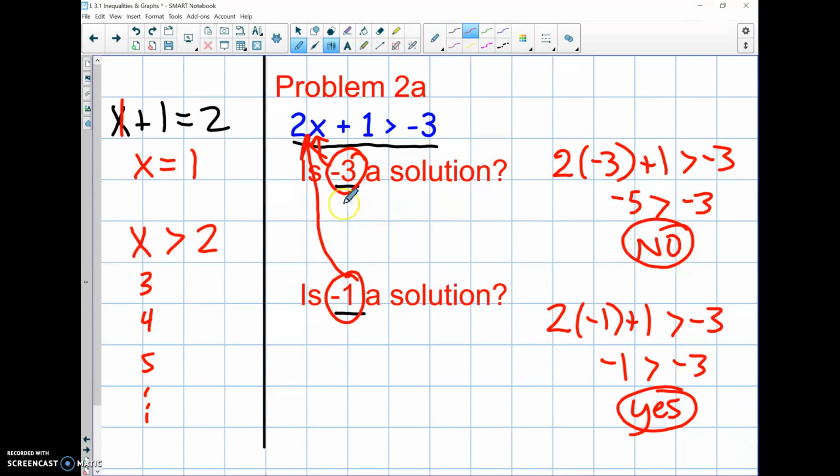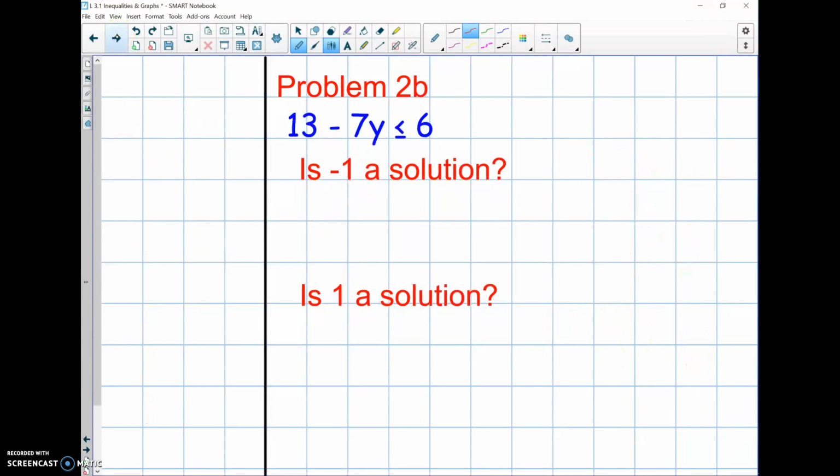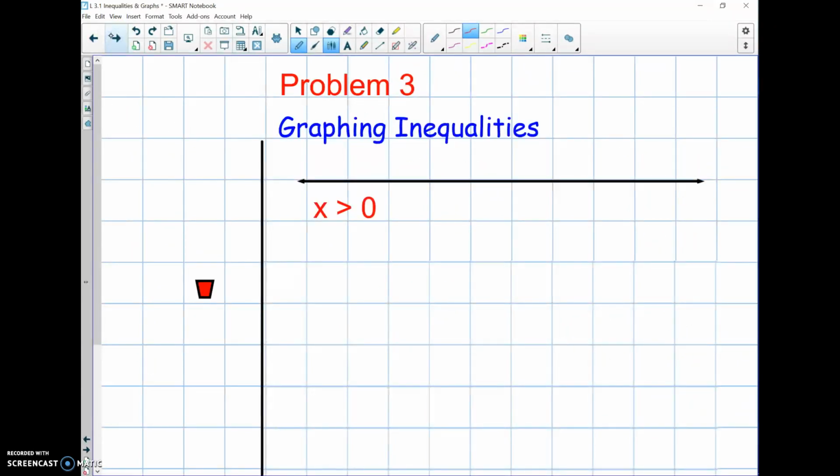So for this type of problem, when you're asked if it is a solution, your job is to just check and answer yes or no. In the third type of problem, you're going to take an inequality and graph it on a number line. So here's the expectation for graphing inequalities on a number line.